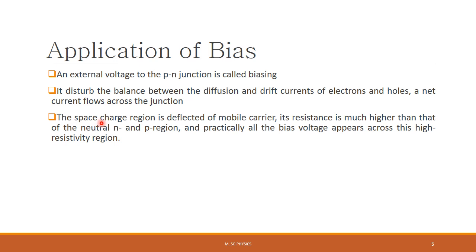This space charge region is depleted of mobile carriers. Its resistance is much higher than that of the neutral n and p regions, and practically all the bias voltage appears across this high resistivity region. And then next we can go to the next slide.